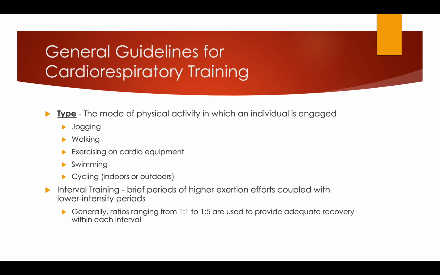So here, 1-to-1 means that if you're working for 30 seconds, a 1-to-1 ratio would be 30 seconds of work and 30 seconds of rest. Now, you see a range from 1-to-1 to 1-to-5. 1-to-5 would be, say you go 30 seconds, you would rest 150 seconds, about 2.5 minutes of rest. That would typically mean that if you're getting more rest, you would be working a little bit more intensely, so you need a little bit more rest so you can get back to it.